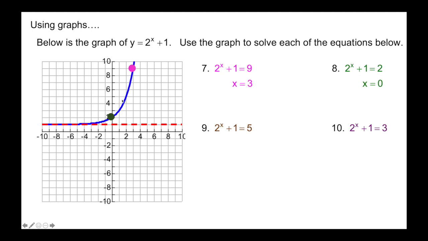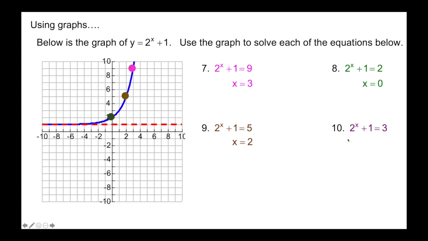For number 9, now I'm looking for 5. I look at 5, I find the point where it crosses, which is right here. That lines up with 2. So 2 must be my answer here. Again, I'll check that. 2 squared is 4. 4 plus 1 is 5, so I can be confident about that.